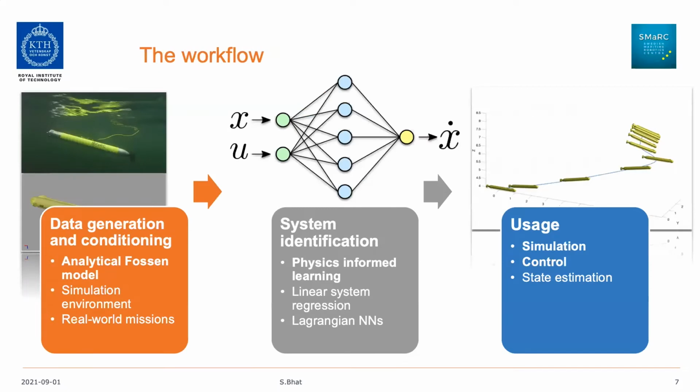So the workflow for this, we can begin with some data generation. At the simplest level, as a toy problem, which is what I'm going to present today, we can use an analytical equation of motion related model based on Fossen's equations, for example. Or you could use a simulation environment to generate data, or you can use real world mission data. With this, you can get state versus action data, and then you can learn a model. Then you have to identify a system. Basically, if you have some states and inputs, you want to get what x dot is equal to f of x comma u. And you could do that doing physics-informed learning, or at a simpler level, you could just do linear regression. Or if you want to go really crazy, you can use some newer techniques such as Lagrangian neural networks.